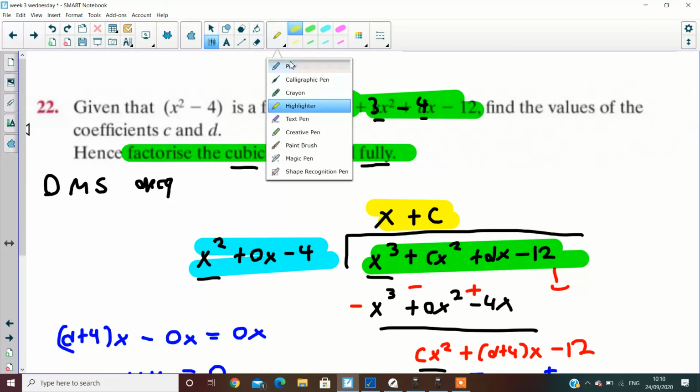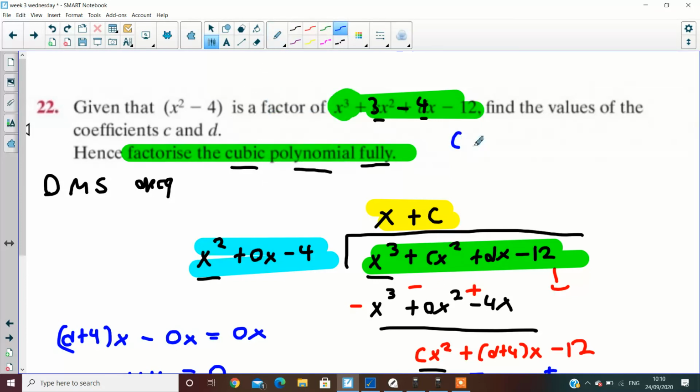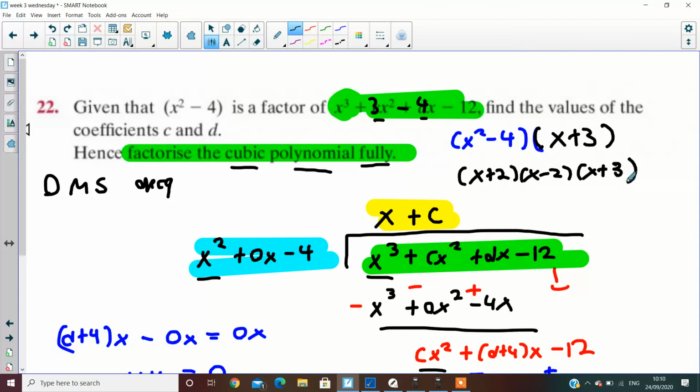Okay, first of all, what's the blue part? X squared minus 4. What's the yellow part? X plus 3. Is that fully factorized? What's x squared minus 4? X plus 2, x minus 2, and then multiply that by x plus 3. All right, you guys? Now, the good news and the bad news.